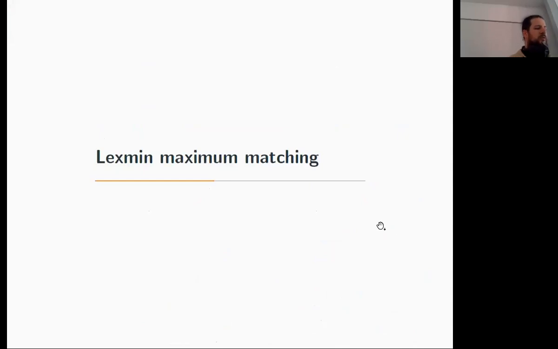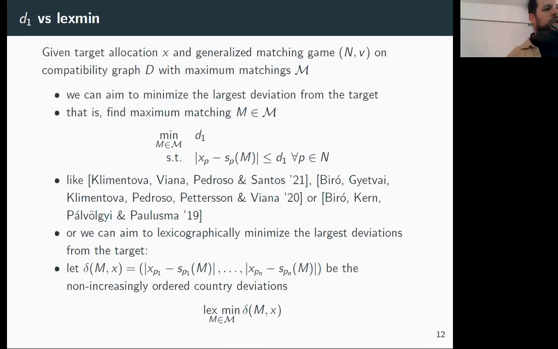Okay, so now I'm going to talk about how we are going to choose those matchings once we have the target value. First of all, there are two mindsets of optimization we could take. One is D1, which exists already in the literature: minimize the largest deviation from the target value. And our approach is to minimize the largest deviations lexicographically.